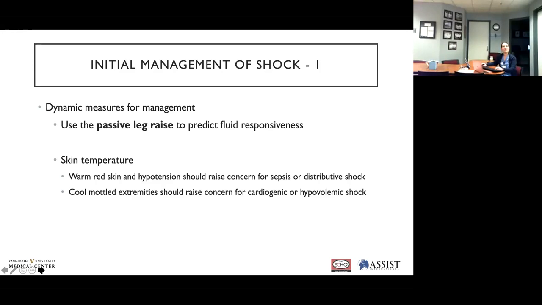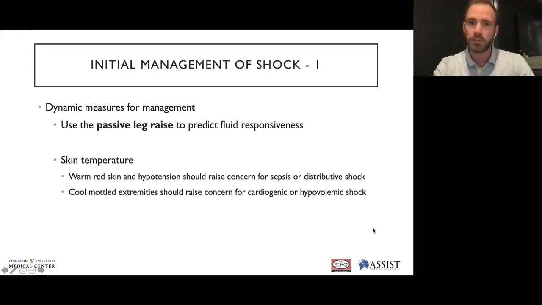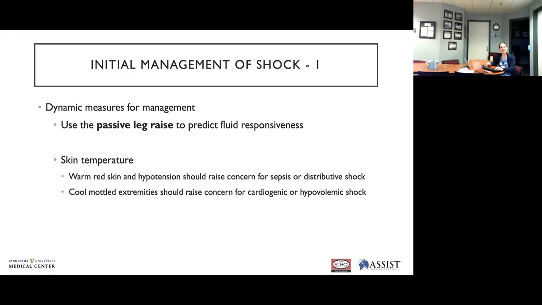What we'd like to start off with, it looks like Dr. Brennan has been able to join us here, and I'll let her take over from this standpoint. Dr. Brennan, we're discussing the first stages of shock. Great, thank you, Dr. Bruns.